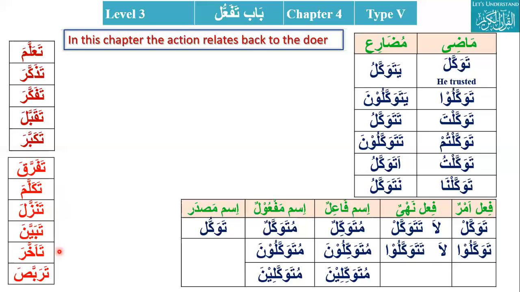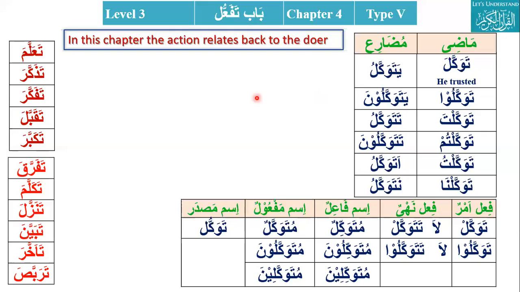Ta'akhara, he was delayed. He himself was delayed, he came late. Tarabbasa, he waited. Tawakkala also means he trusted somebody else, he put trust on somebody. Yes, of course. Okay, so that's it for today.